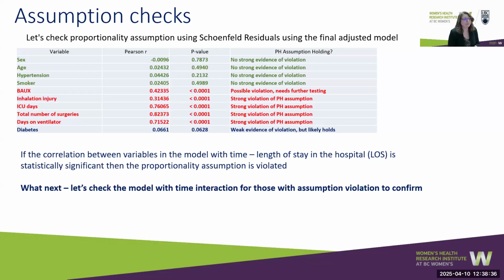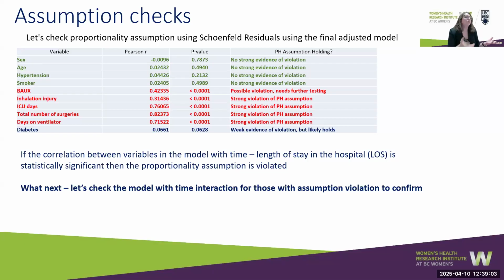Those characteristics are kind of changing over time with proportional hazard. But you can see that bowel inhalation injury and all days on ICU, number of surgeries, and days on ventilator show a strong violation because it's very, very significant. And we have diabetes, which is kind of not here, not there.